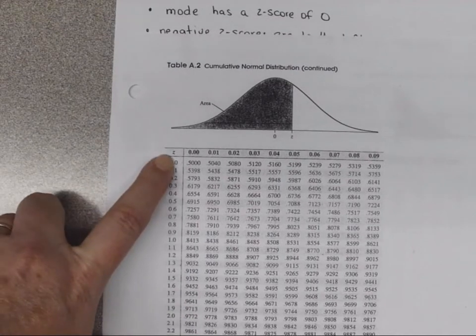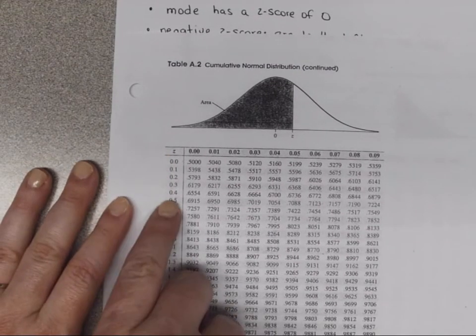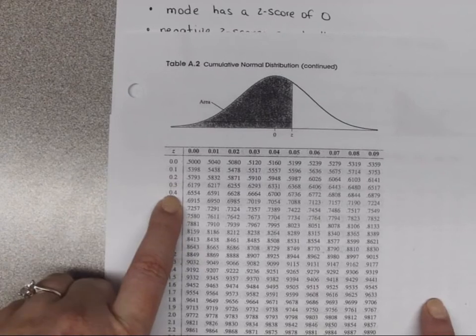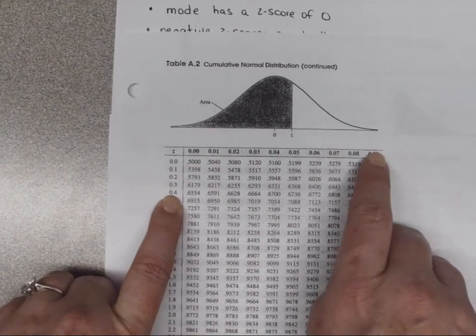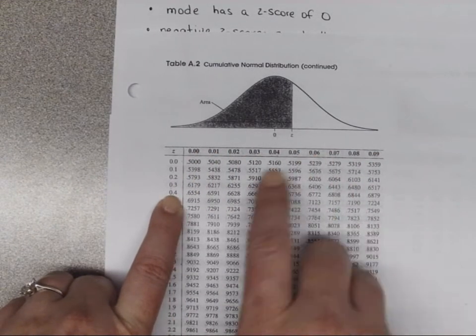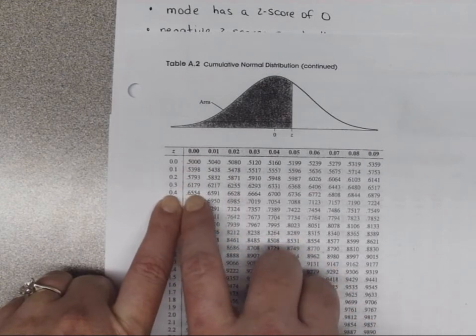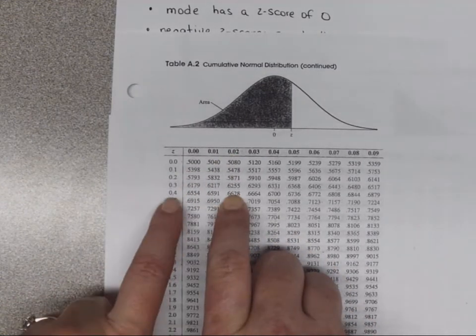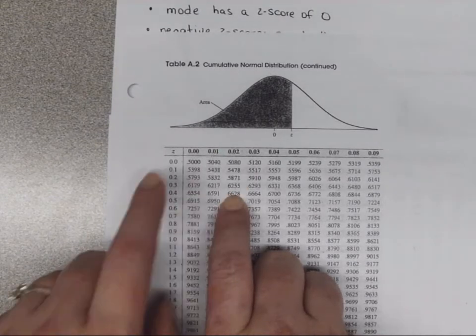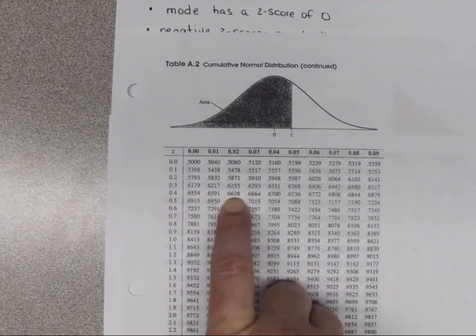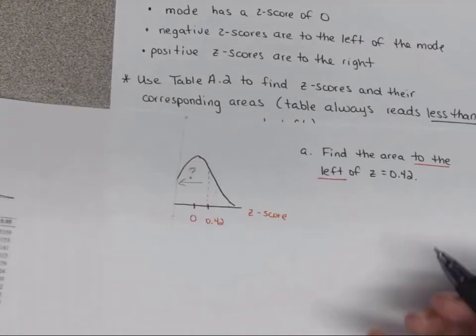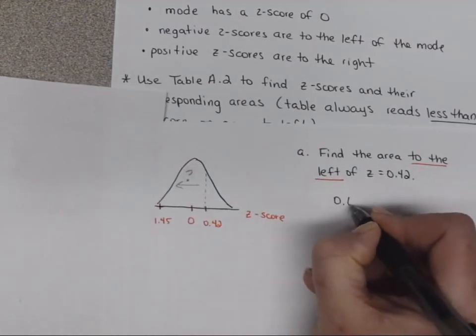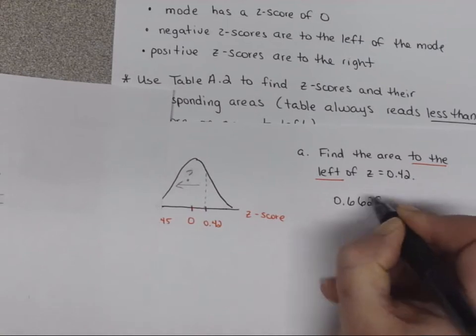So notice we have a z here. First you find the 0.4, and notice I'm pointing it out right here. And then up top is where the second digit of the decimal comes into play. So 0.42, you scroll your finger over to the 0.02, so it's literally 0.42, and then you read the value that is listed there, okay? Notice the value is 0.6628, so the area is what we're reading off of that chart.